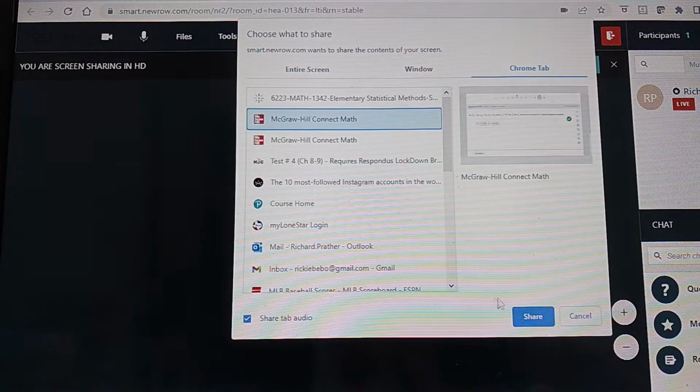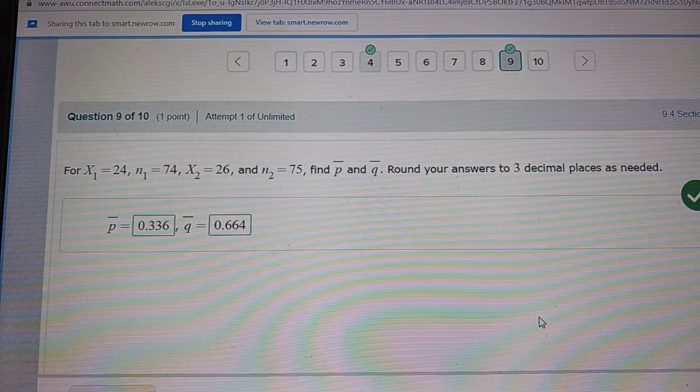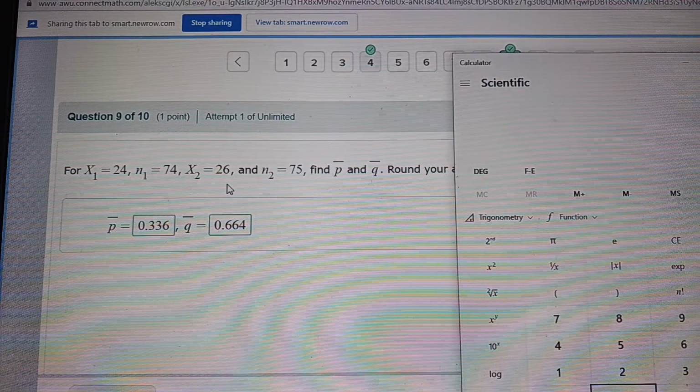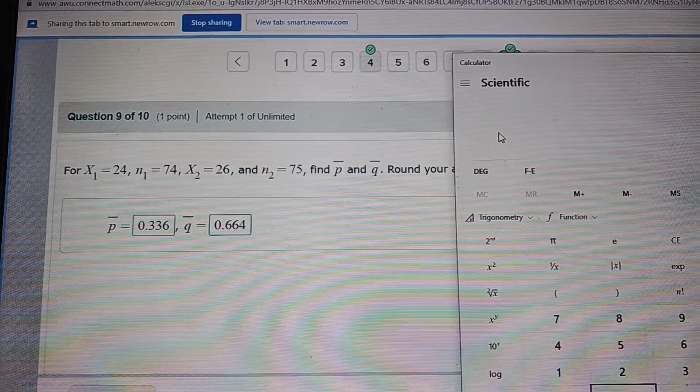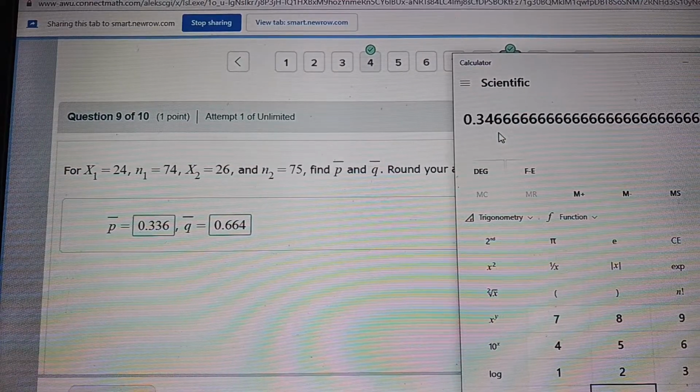So what this represents is a pooled amount. It's kind of like a weighted average. Say the first one is females and the second one is males, and each one has its own proportion. If you do 24 divided by 74, then you're saying 32% of females said yes. If you do 26 divided by 75, then 35% of males said yes. And then the 0.336 is kind of an average of those two.